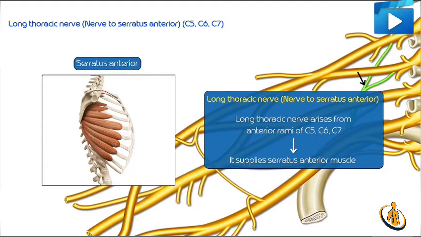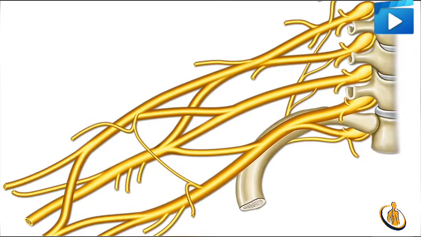So these are the branches which are given off by the roots. Next is branches of trunks. Branches of the trunk mainly arise from the upper trunk of the brachial plexus, because the middle trunk and lower trunk do not give any branches. So here the branches arising from the superior or upper trunk of the brachial plexus are the suprascapular nerve and the nerve to subclavius.